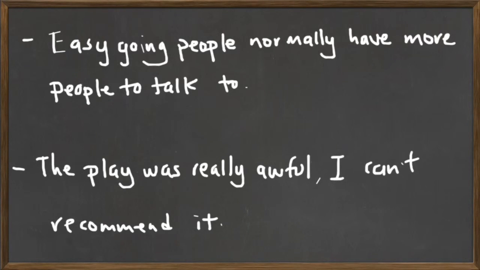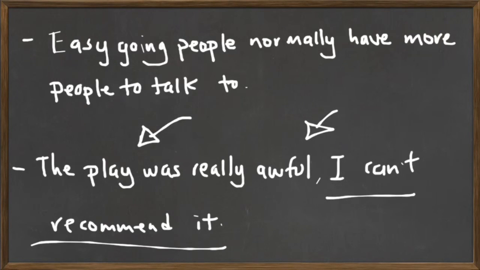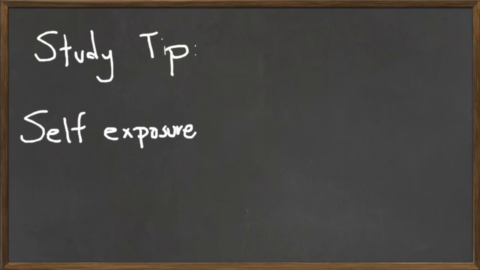The next example is: the play was really awful. I can't recommend it. Okay, so let's imagine that we go to the theater. We had very high expectations about the play or whatever story was going to be told, and it turned out to be very, very bad. So we can say that it was awful. It was very, very bad, or it was terrible. And then we're assuming that we can't recommend watching it because it was very bad. Let's move on to the next item.